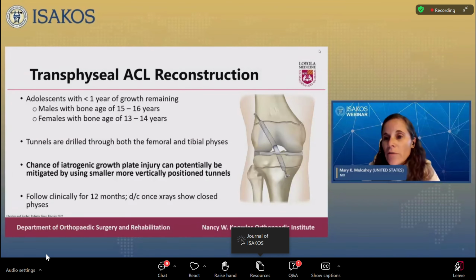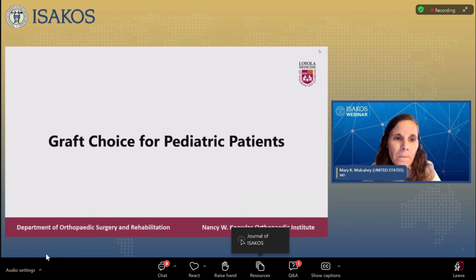And then transphyseal, so this is what we do, of course, in our adults. This is appropriate for kids with limited growth remaining. So males with a bone age of about 15 to 16 and females with a bone age of about 13 to 14 years. So the tunnels are drilled in a standard fashion, but there is a chance of iatrogenic growth plate injury, but it can be mitigated by using smaller and more vertically positioned tunnels.